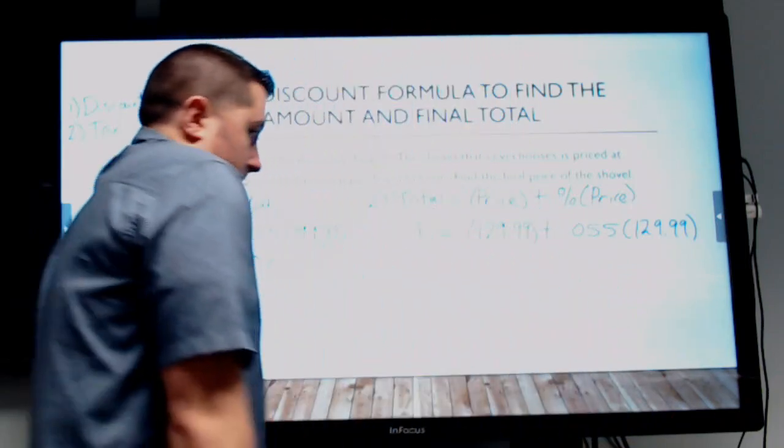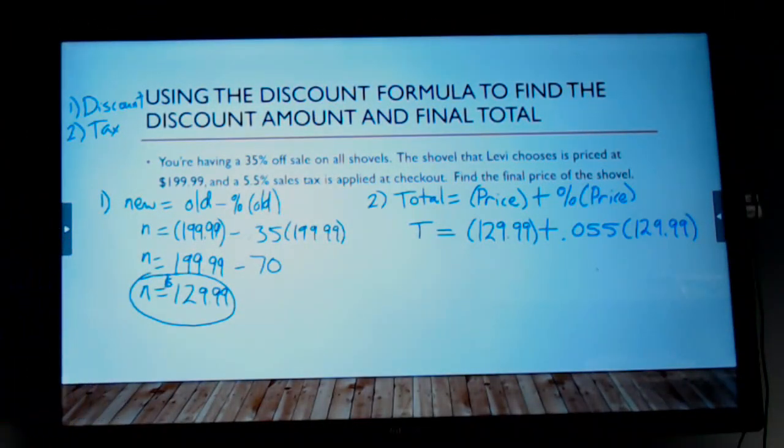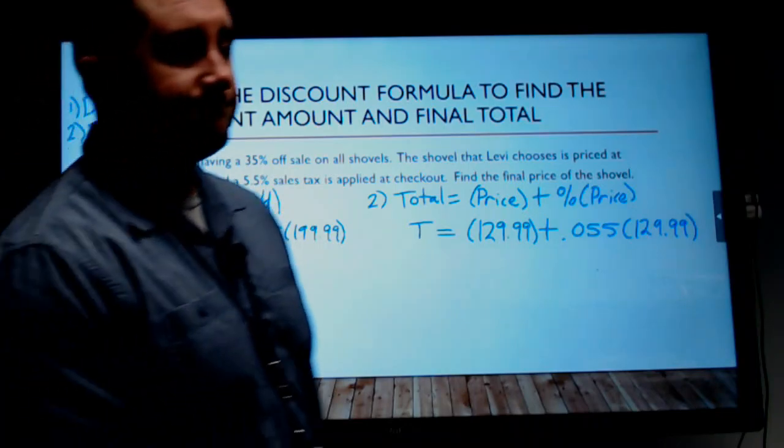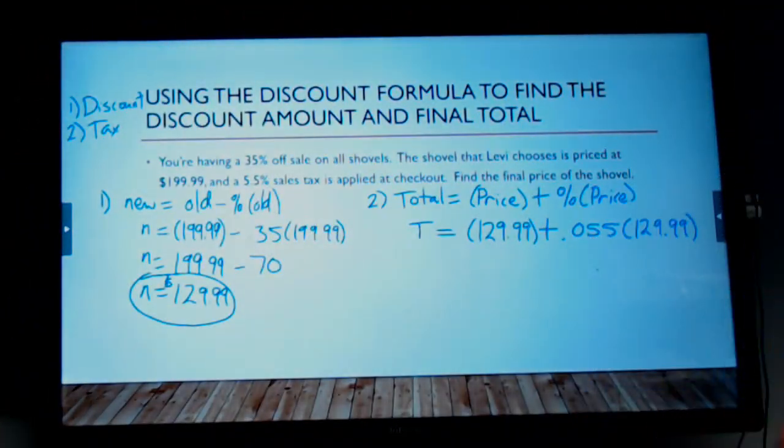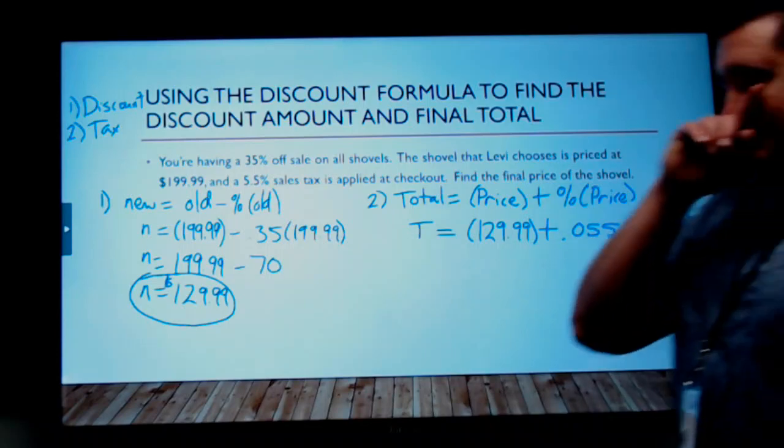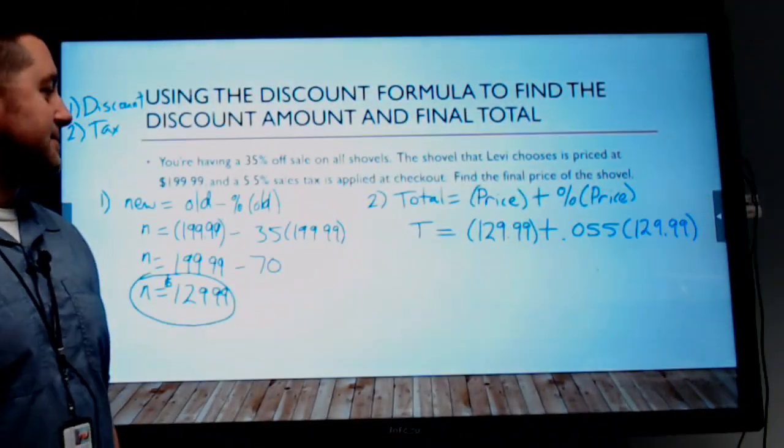All right, so back to inverse operations now. So what is 0.055 times 129.99? Sorry, 0.055, I misspoke. $7.14 or is it 7.15? It does round to 7.15.